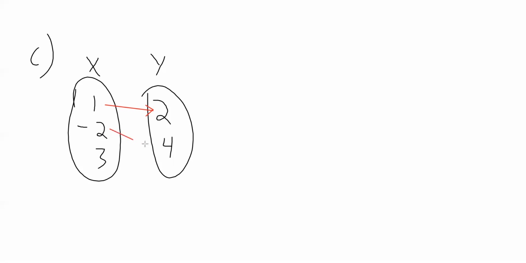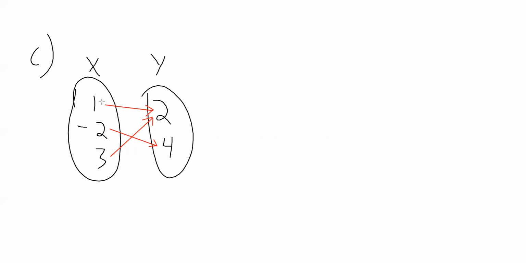Negative 2, the x value of negative 2 maps to a y value of 4. And then let's say that the x value of 3 maps to a y value of 2. So this would be like the set containing the points 1, comma 2, negative 2, comma 4, 3, comma 2. What do you guys think? Would this be a function, yes or no? It would, yeah, it would be a function.